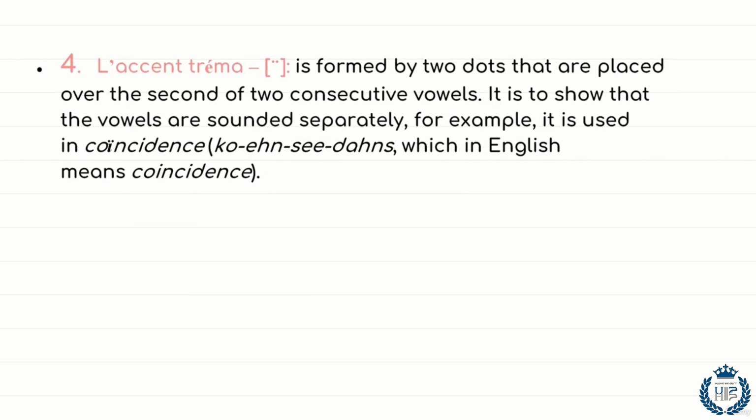Okay, then let's see our next accent, which will be accent tréma. Accent tréma is formed by two dots that are placed over the second of two consecutive vowels. It is used to show that the vowels are sounded separately. For example, it is used in coïncidence, which in French will sound like coincidence.